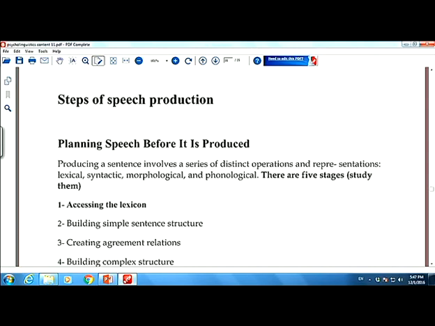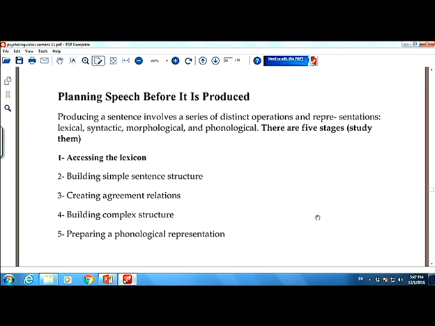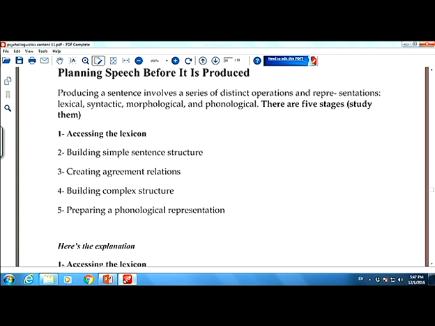Steps for speech production. This is also very important. Planning speech before it is produced. We have five stages in front of you: accessing the lexicon, simple sentence structure, creating agreement relations, complex structure, and preparing phonological representation. Then we look at them one by one.